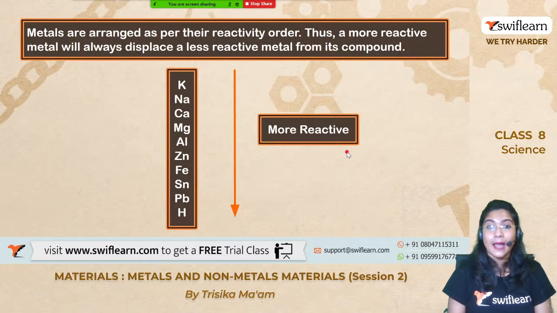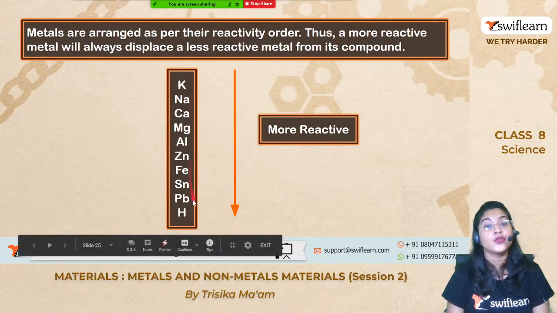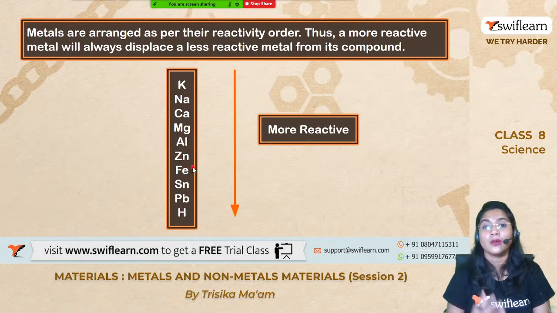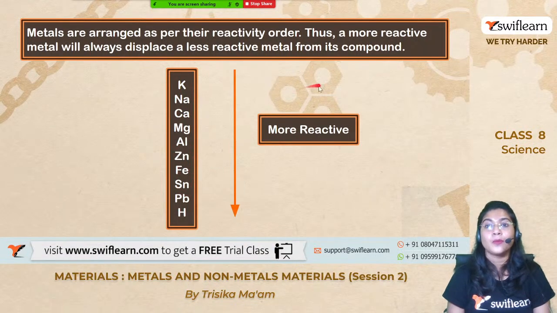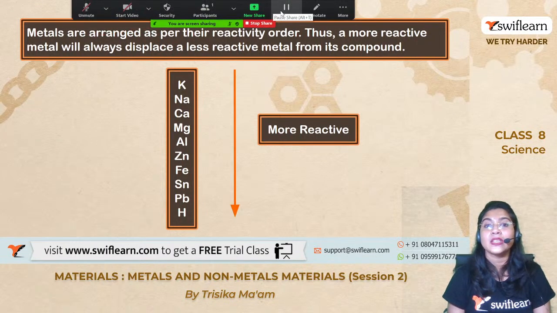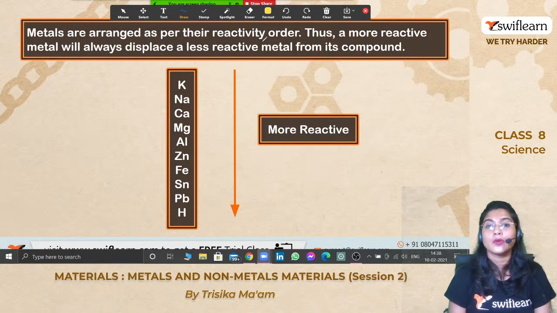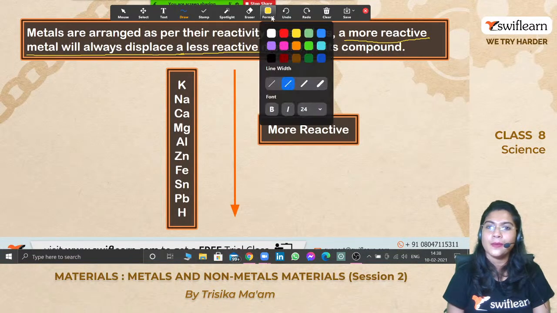So it actually happens according to the reactivity. Okay, this table you have to remember properly. These are the different metals which are arranged as per their reactivity order. The metals at the top are more reactive, and the metals at the bottom are less reactive. So a more reactive metal will always displace the less reactive metal. This is a very important line. Always, the more reactive metal displaces the less reactive metal from its compound. Okay? I guess we will be able to remember this one.